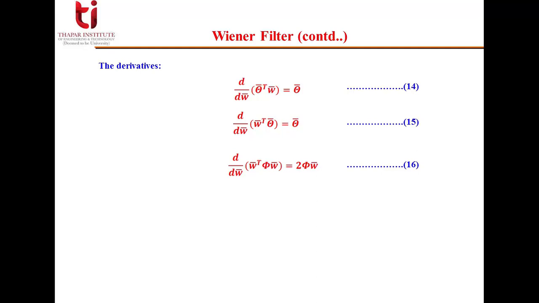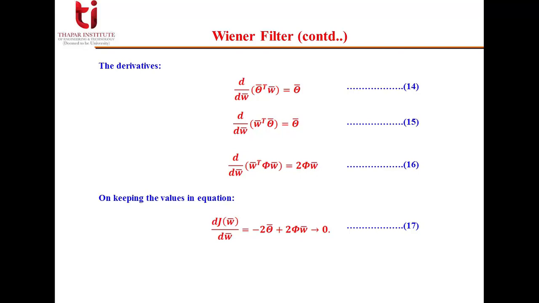And if we substitute all these derivatives in the equation of mean square error, you will get this equation, that is the derivative of J with respect to the vector of tap weights, which will be equal to minus 2 theta plus 2 phi W vector, and if I want to calculate the minimum, we have to keep this equal to 0, that is our equation number 17.